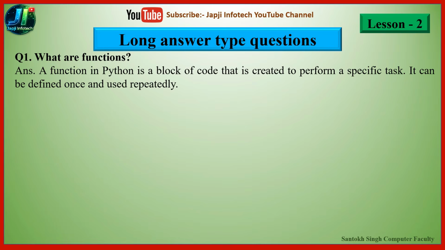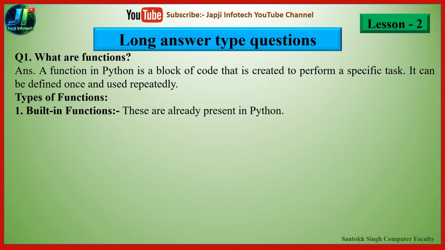Answer: a function in Python is a block of code that is created to perform a specific task. It can be defined once and used repeatedly. The types of functions are: the first one is built-in function. These are already present in Python, and the examples are the print function, length function, and sum function.